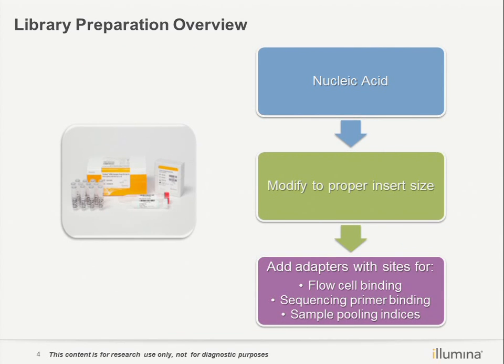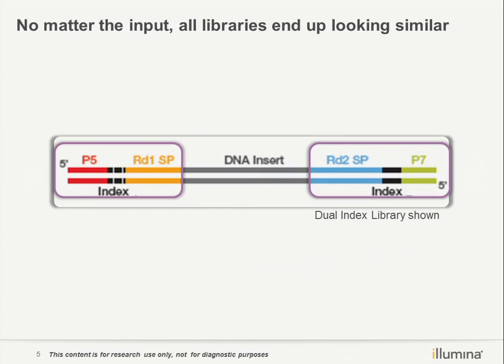For the library preparation overview, firstly, we need to get some extracted and purified nucleic acid samples, DNA or RNA, and then we need to modify the nucleic acid samples to the proper insert size. And then we need to add the adapters to our DNA or RNA insert. These adapters should have the sites for flow cell binding, sequencing primer binding, and sample pooling indices.